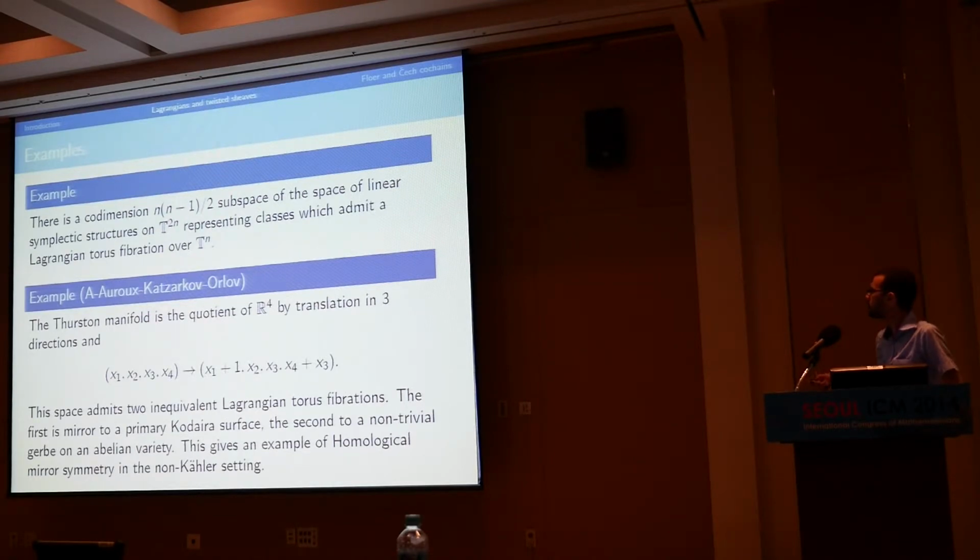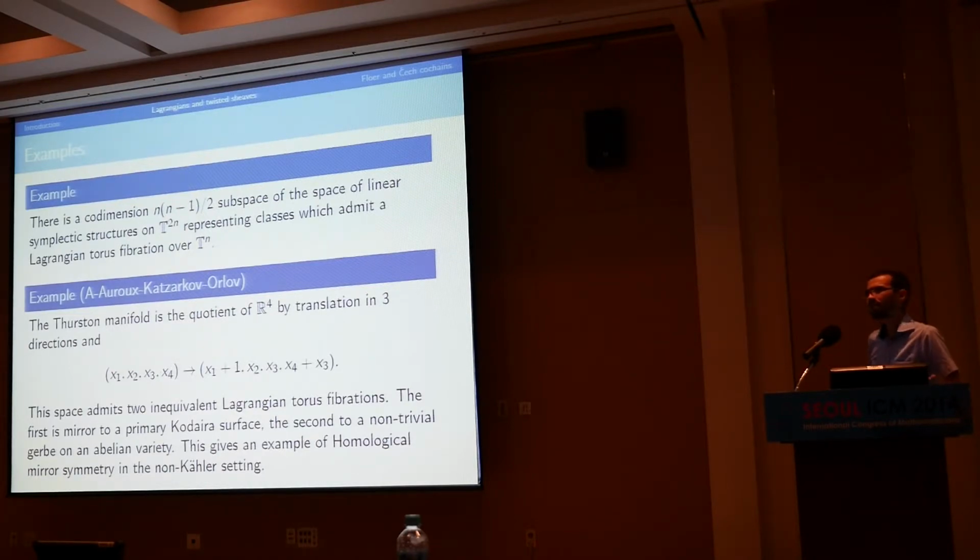So we notice that this space has 2 different Lagrangian torus fibrations. And if you apply this mirror construction to one of them, just work over the complex numbers for now, what you get is a primary Kodaira surface. In fact, what you get is the Kodaira surface which is diffeomorphic to this Thurston manifold that you started with. And this surface has the property that it is a complex manifold, which is not Kähler. So it's a nice instance of mirror symmetry in the non-Kähler setting, where you swap the existence of the symplectic form for the existence of a complex structure.